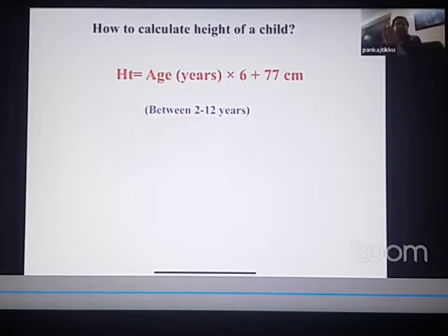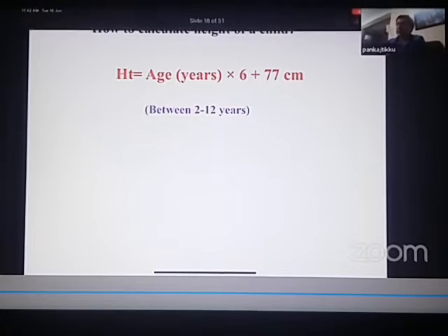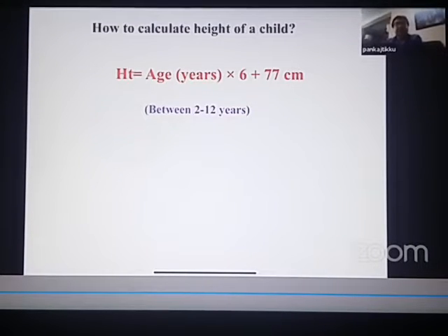Now, there are certain formulas that I told you which are used to calculate the weight of the child if you know the age of the child. There is one formula to calculate the height of the child if you know the age of the child. Remember the 3 formulas I told you which are used to calculate the weight of the child? This is one formula that is used to calculate the height of the child. So what is the formula? The formula is age in years into 6 plus 77 centimeters. The only condition is that the child should be between 2 to 12 years of age. So for any child between 2 to 12 years of age, the height of the child can be given by this formula: age in years into 6 plus 77 centimeters.